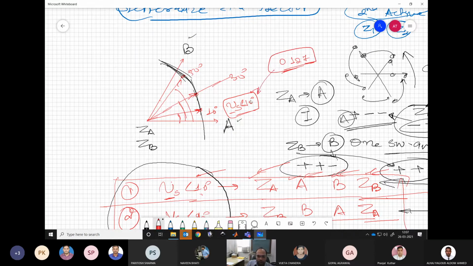Now this cannot happen instantaneously. So there is time allotted for each vector, whether it is zero or active vector. So let's say Tz by 2, then T1, then T2, then again Tz by 2. These are the times allotted for each vector, whatever we are applying, to realize this sample at this instant, let's say Vs angle 10 degree.